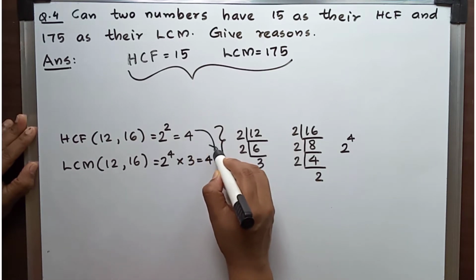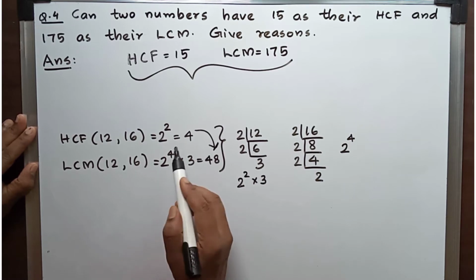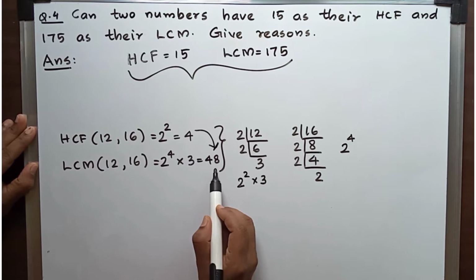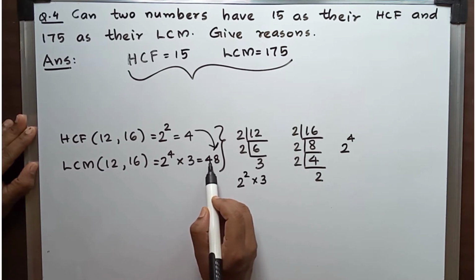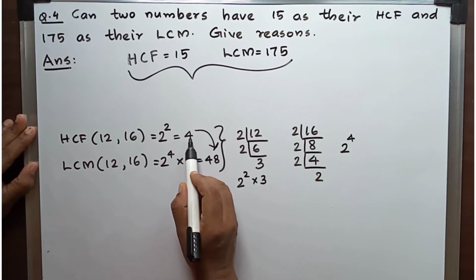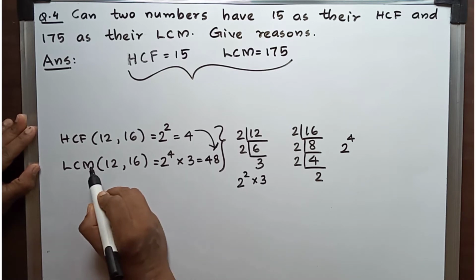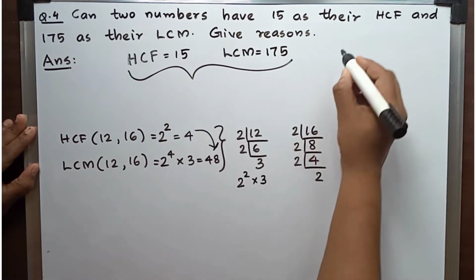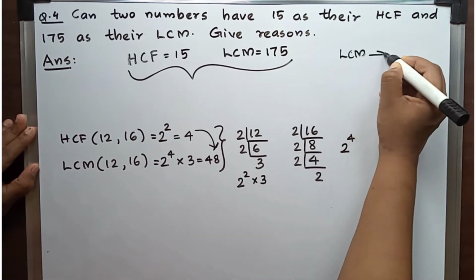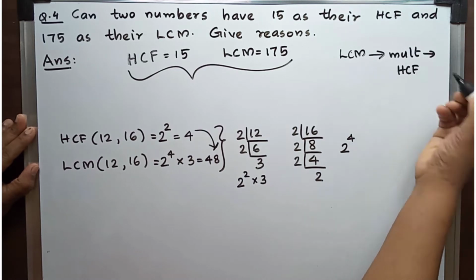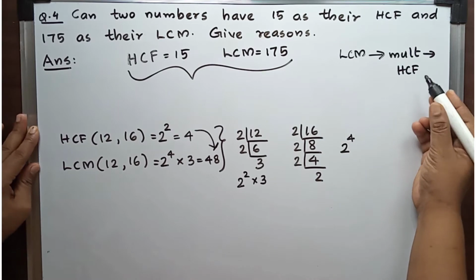What is the relation between these two numbers? See, HCF 4 is a factor of this LCM. Understood? We can divide this number 48 by 4 without any remainder. That is the relation. LCM will be a multiple of HCF. LCM will be a multiple of what? HCF. Okay, that is the relation between LCM and HCF.